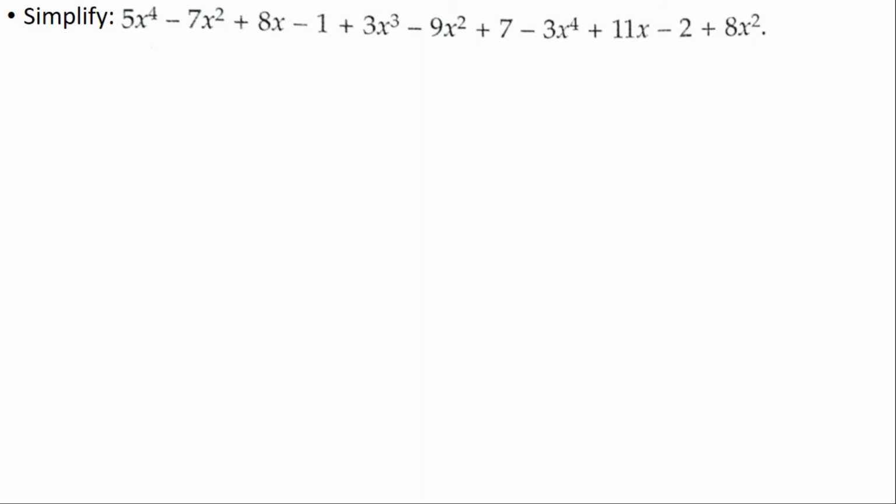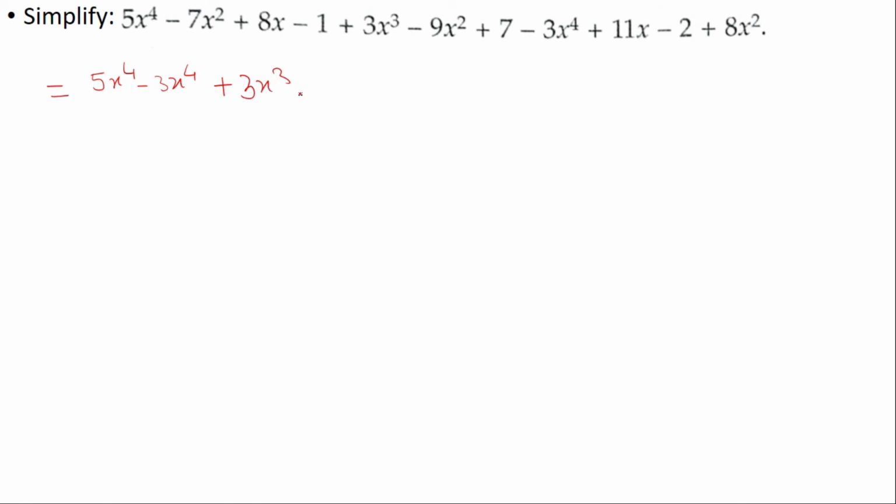Next one, you have to simplify this expression. First we will arrange it based on the degree of the term. So x to the power 4 has the highest degree, so we will write 5x to the power 4. We search which term has x to the power 4. This one, we will write minus 3x to the power 4. Now we search for any term having x to the power 3. Yes, we have. So we will write plus 3x cube.